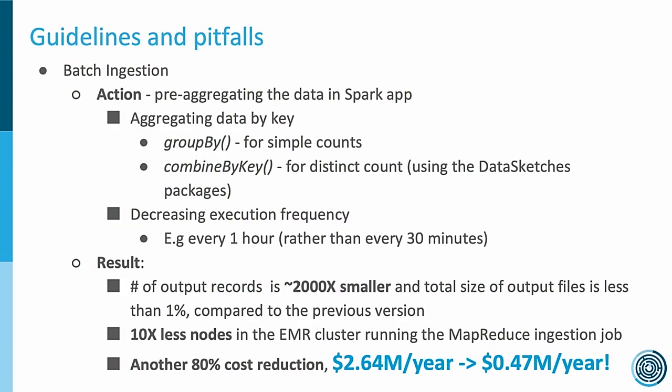So my colleague has a very interesting idea of pre-aggregating the data in the Spark application. By using either the group by or the combine by key operations within Spark, we were able to significantly decrease the output of those applications, and significantly reduce the number of nodes we use for the MapReduce clusters during the ingestion. So we are talking about over 2 million in savings yearly just by doing this optimization.